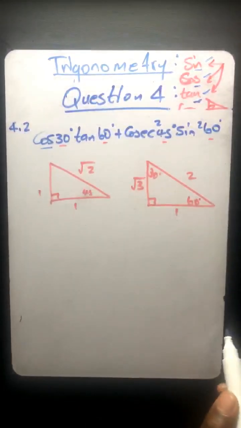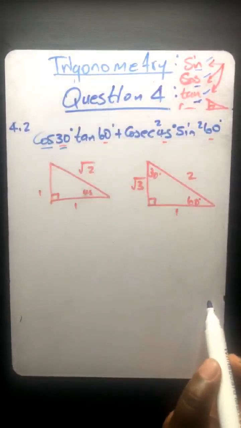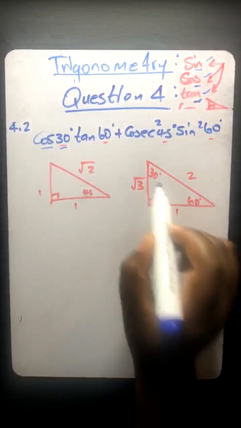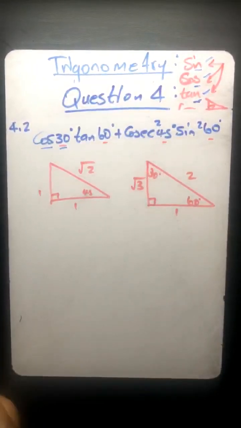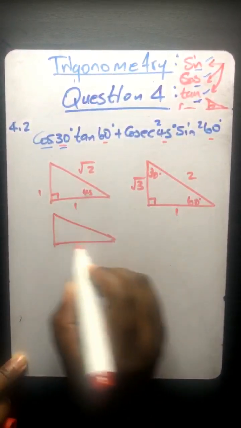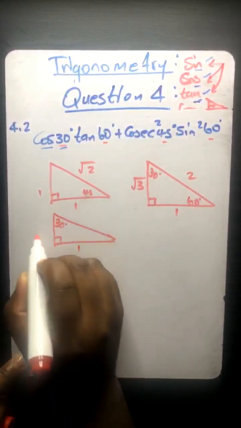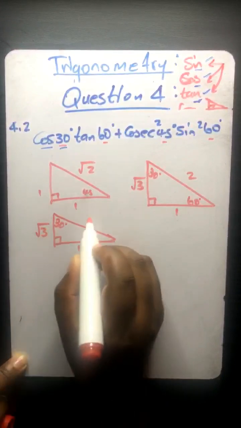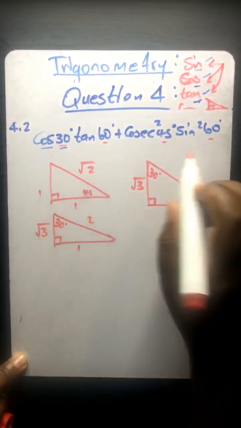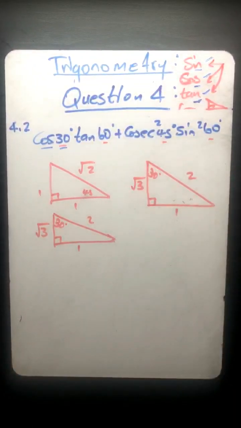Cos is adjacent over hypotenuse. But now, which angle are we referring to? We are referring to that angle of 30. So maybe let me do this so that it's easier for everyone to understand, because sometimes that one being combined is confusing a lot of you. That means you need to separate those angles and have a special one for 30, 60, and 45.